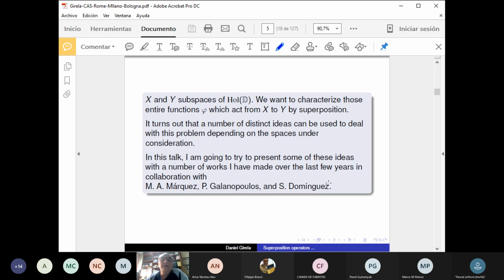More or less, the results that I'm going to speak about were obtained in some works that I have done in the last few years in collaboration with Ausi Marquez from Malaga, Petros Galanopoulos from Thessaloniki, and Salvador Dominguez from Malaga. Ausi and Salva are former students of mine, and Petros is a collaborator from Thessaloniki in Greece.